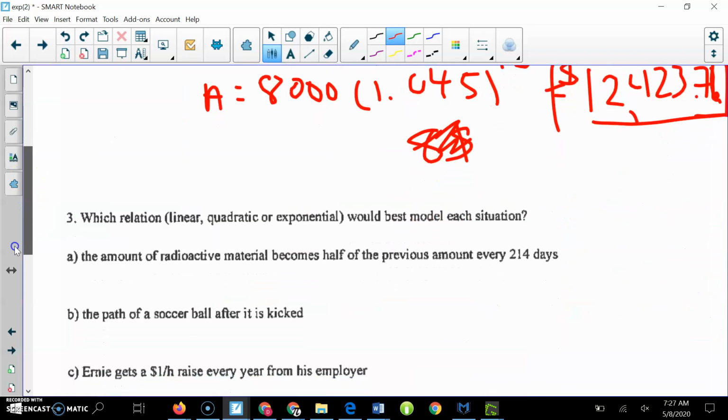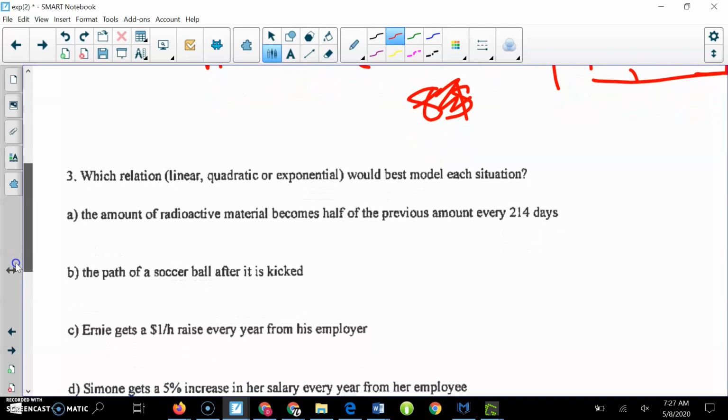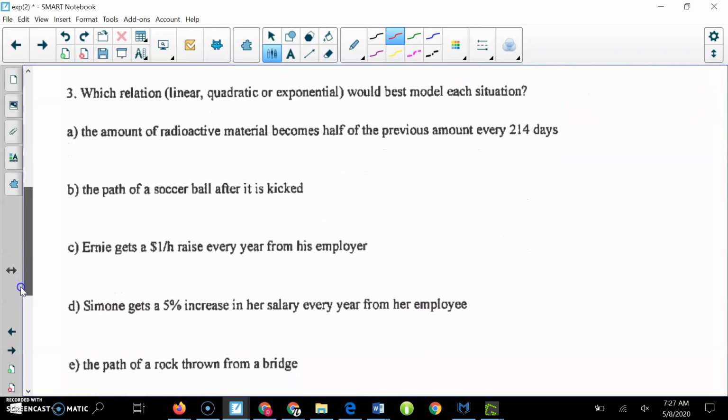If we're going to look at other stuff here, in these questions we just figure out: are these linear, quadratic, or exponential? And really, let's just think about this. Are they growing at a certain rate? So if you talk about something growing at a rate, or even decaying at a rate, here you have an amount of radioactive material that becomes half of the previous value. It's getting half as big, and the rate here is half. Okay, so in that case, it would be exponential.